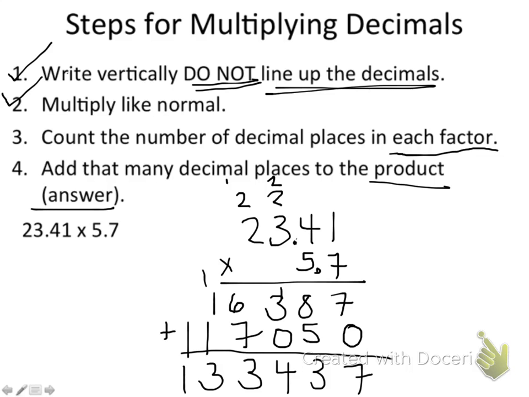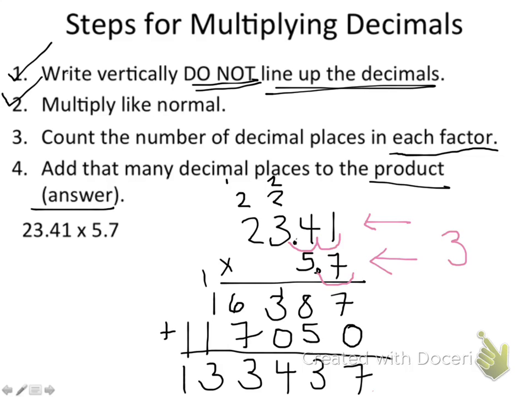Next step. Count the number of decimal places in each factor. Alright, factors are the two numbers that we've multiplied to get our answer or our product. So these are our factors up here. It says count the number of decimal places. So I'm going to go like this. 1, 2, because there's 2 decimal places in the first factor. In our second factor, there's 1 decimal place. So that is a total of 3 decimal places in my factors.